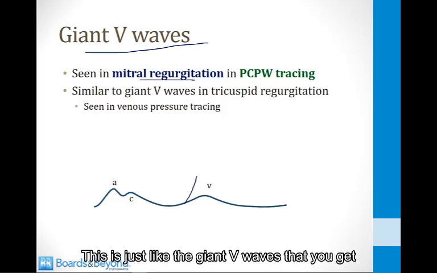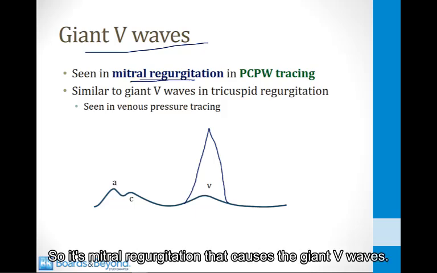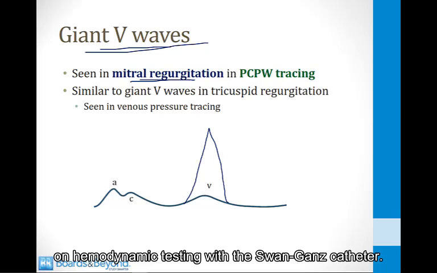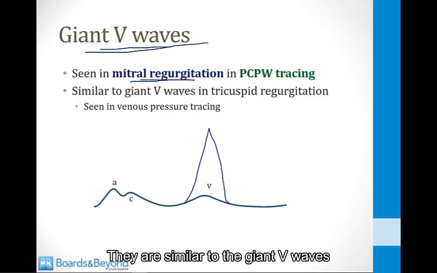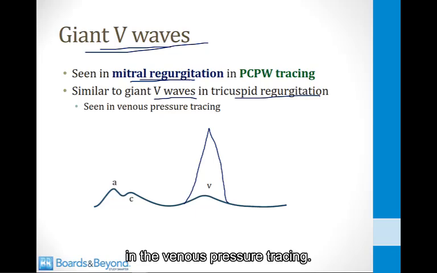This is just like the giant V waves that you get in the right atrial pressure tracing in patients with tricuspid regurgitation. In this case, we're talking about the left side of the heart, so it's mitral regurgitation that causes the giant V waves. And these are a classic finding in patients with mitral regurgitation on hemodynamic testing with the Swan-Ganz catheter. They are similar to the giant V waves in tricuspid regurgitation seen in the venous pressure tracing. And that concludes our video on shock.